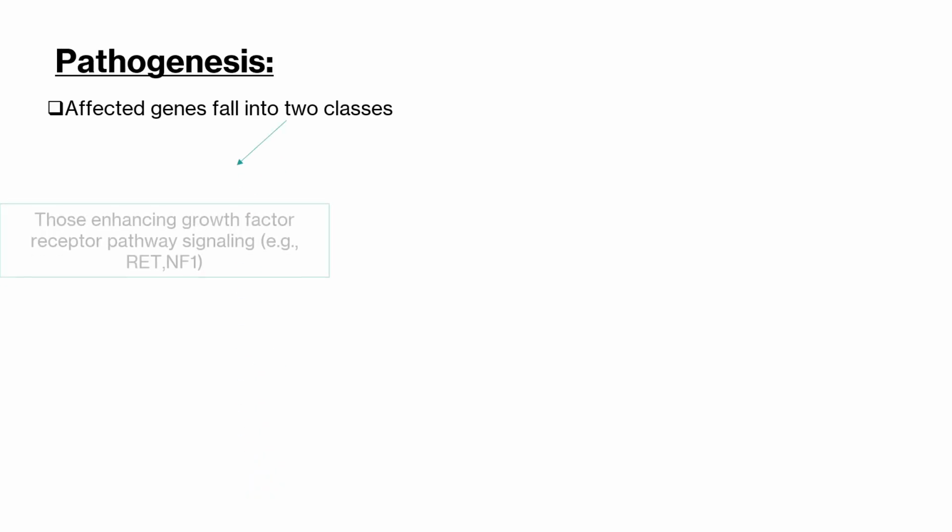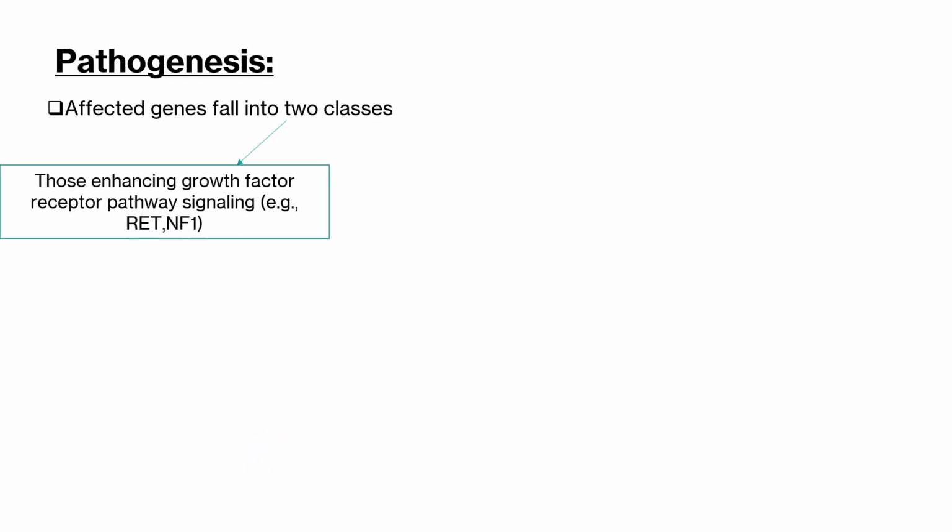Next, we see the pathogenesis of pheochromocytoma. Generally, the genes affected in pheochromocytoma fall into two classes. First are those that enhance growth factor receptor pathway signaling, for example the RET and NF1 genes. Such genes enhance the growth factor, and the growth factor is very vital for the growth of any cell, differentiation as well as proliferation of the cells. So one category of affected genes falls under this category.